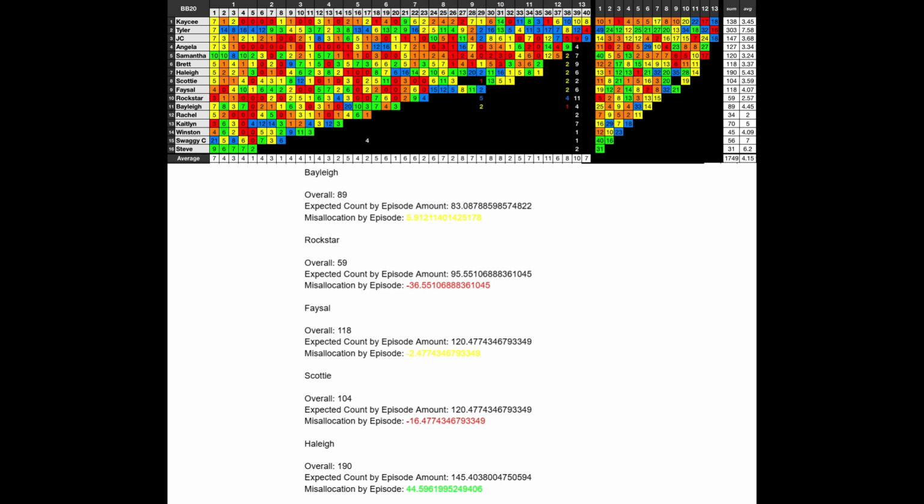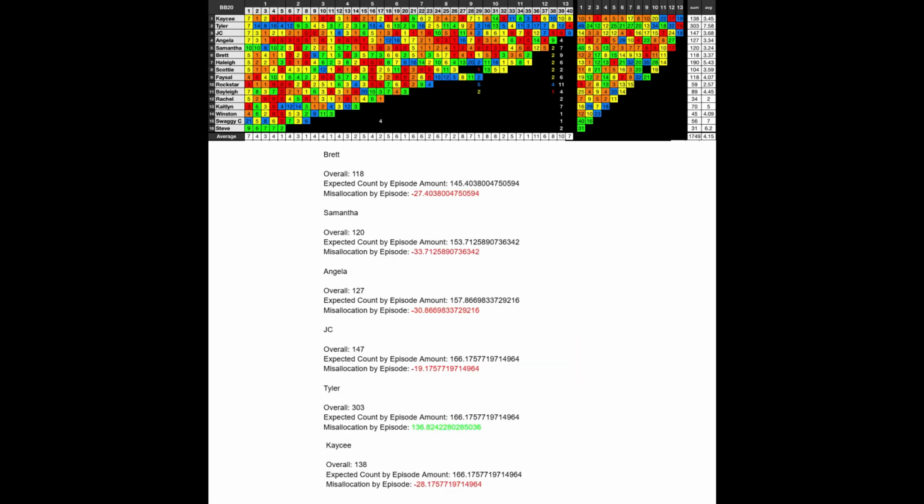Haley got 190 diary rooms, and her expected count by episode amount is 145.4. This causes her to have a 44.59 misallocation amount, and this really isn't surprising because during the second half of her run on the season, she was the figurehead of the Underdog Alliance and the Underdog role, and she was the last one standing, so yeah, this makes sense. So many reds just looking at this.